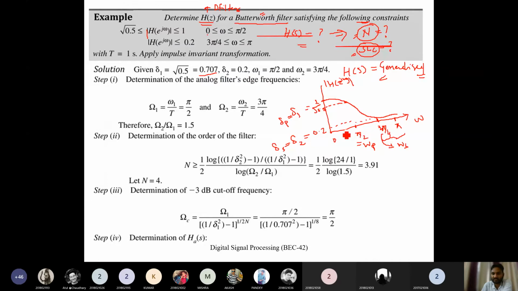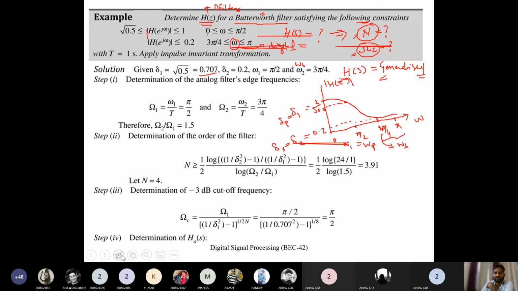Omega 1 is equal to omega p, which is pi by 2, and similarly omega 2, that is omega s, is equal to 3 pi by 4. Because these frequencies are given in terms of omega, this omega represents the digital frequency. So this is the digital frequency.